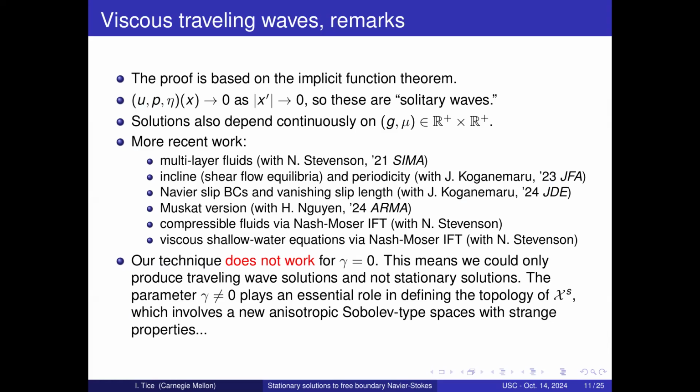With a little more work, which we don't really bother to do in the paper, but is relatively easy, you can also prove continuous dependence on the gravitational and viscosity parameters. Though, of course, you cannot send them to 0. They need to remain positive.